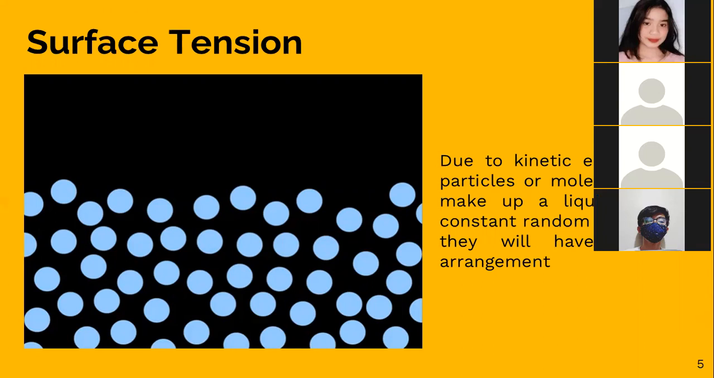And we all know that in a liquid, there is the presence of kinetic energy. So it says here, the molecules that make up a liquid are moving in constant random motion, so they will have random arrangement. If you look again at the left side, at our picture, you can see that the arrangement of the molecules is random. Some are close together, some are farther from each other, some are at the top, and some are at the bottom. So that is the first part of explaining what surface tension is.